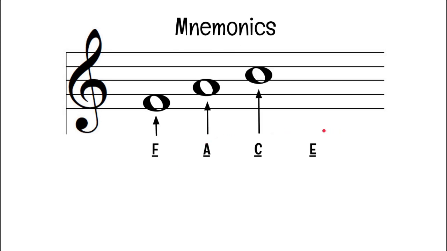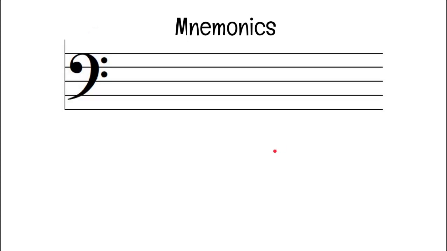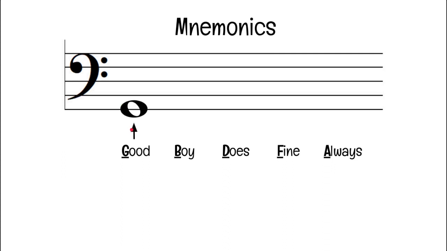Let's take a look at the space notes. We can use FACE, face. The first space note would be F, then A, then C, then E. Here is another one you can use for the bass clef line notes. Good Boy Does Fine Always. So the first line note would be G, B, D, F, A.